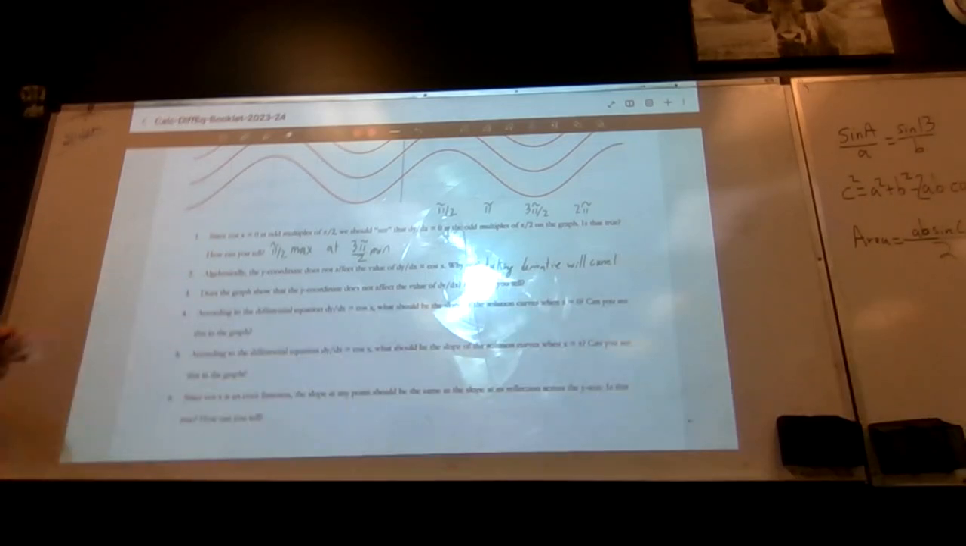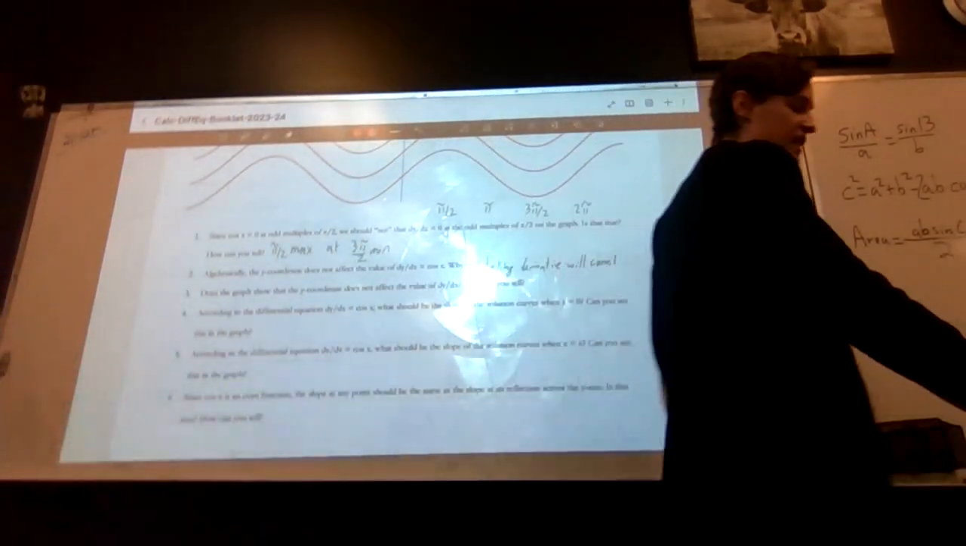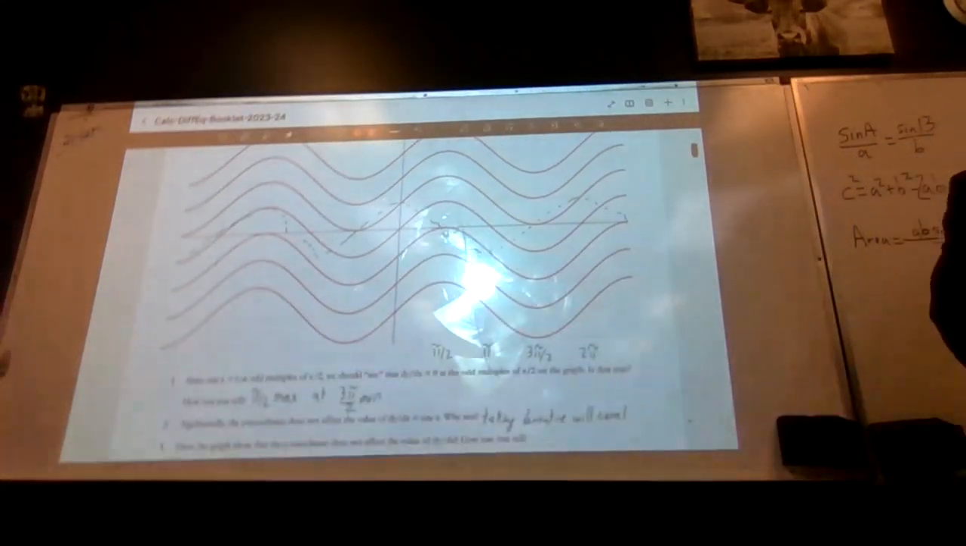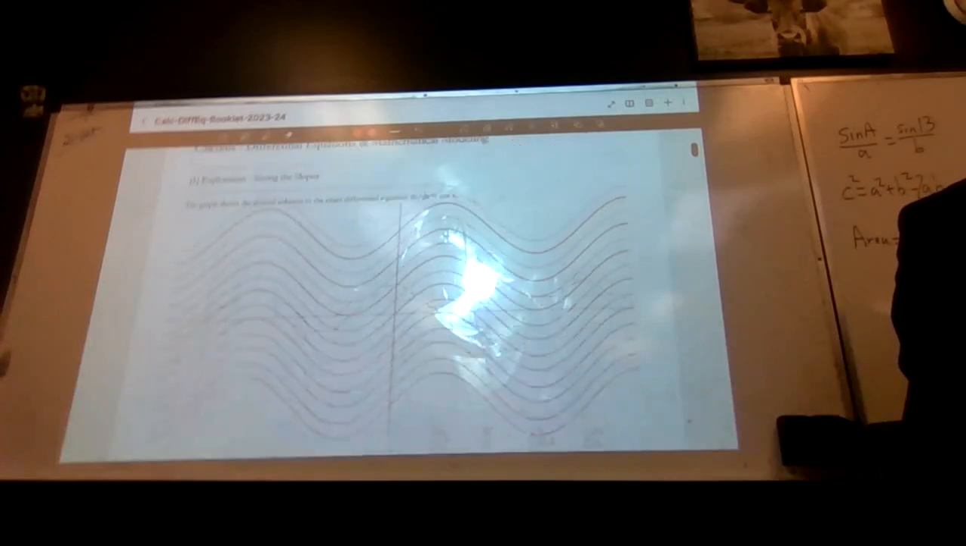Does the y-coordinate affect the value of dy over dx equals cosine x? No, because when we take the derivative of a constant, what happens? The derivative makes it equal 0. So cosine of x could be the answer to any of these derivatives. If we take the derivative of any of these functions up here, it could always be equal to just cosine x.